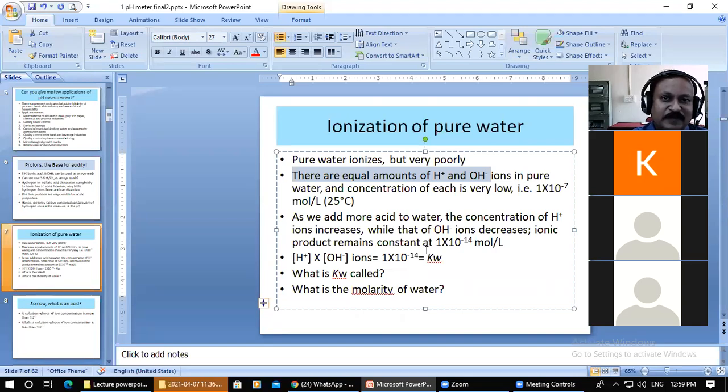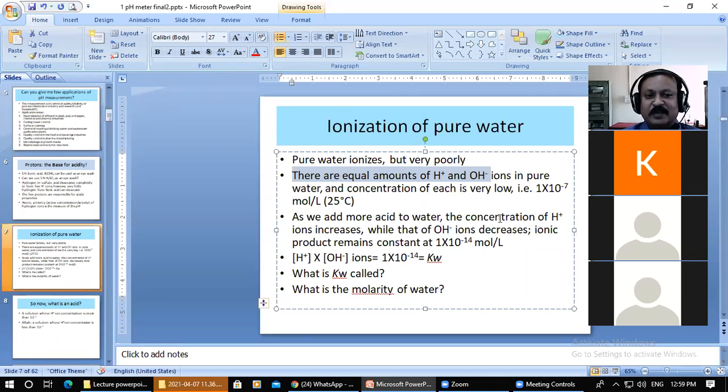Have you all followed what I'm saying? Now, what happens if we add some acid, a strong acid, for example, to this pure water? The acid will dissociate in water, and therefore the concentration of protons will increase.